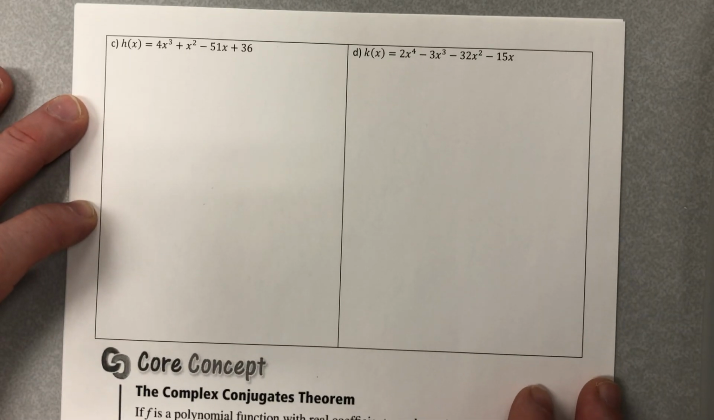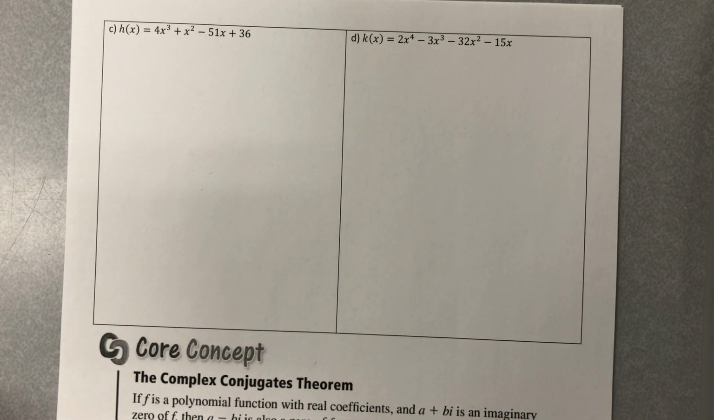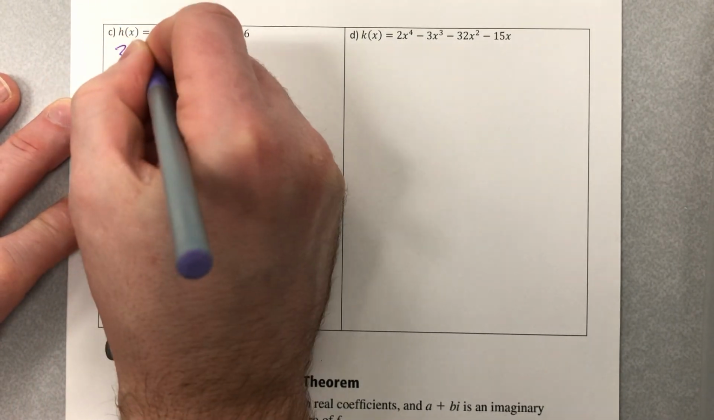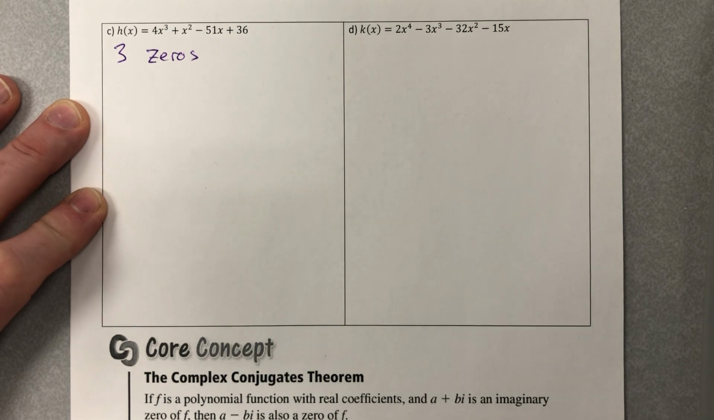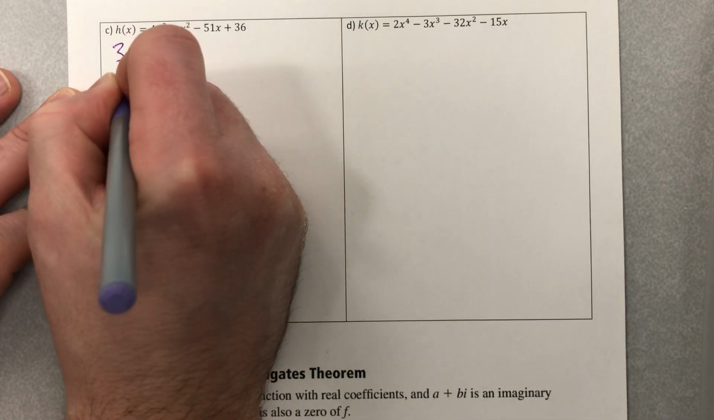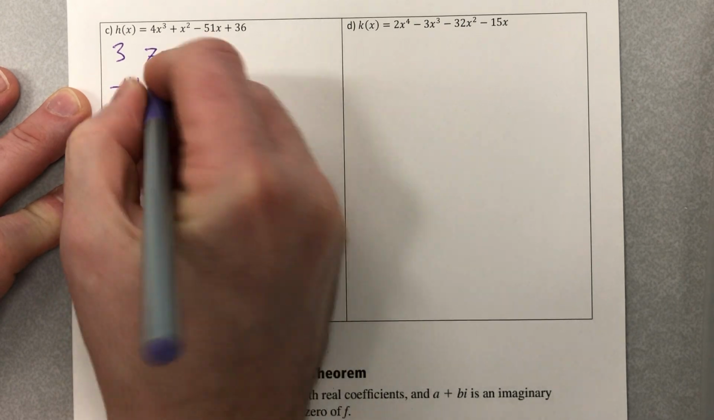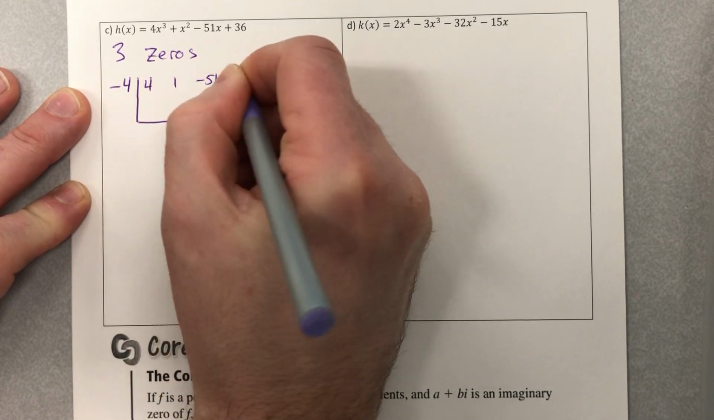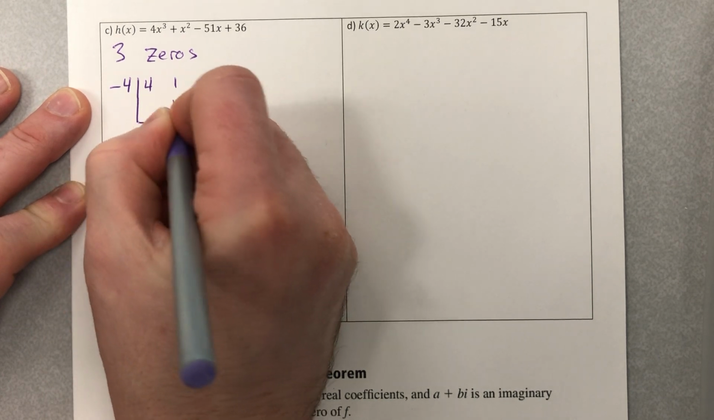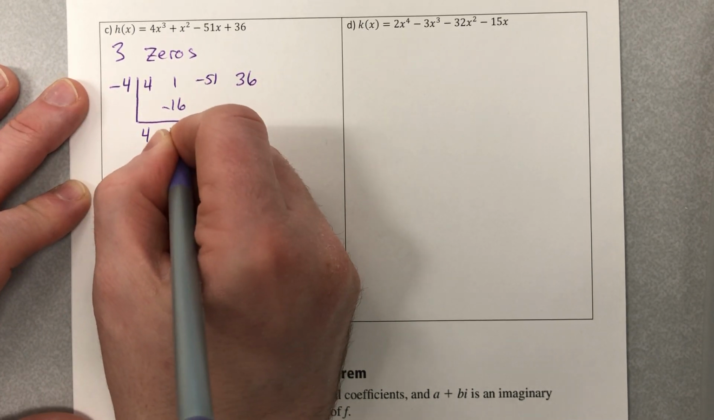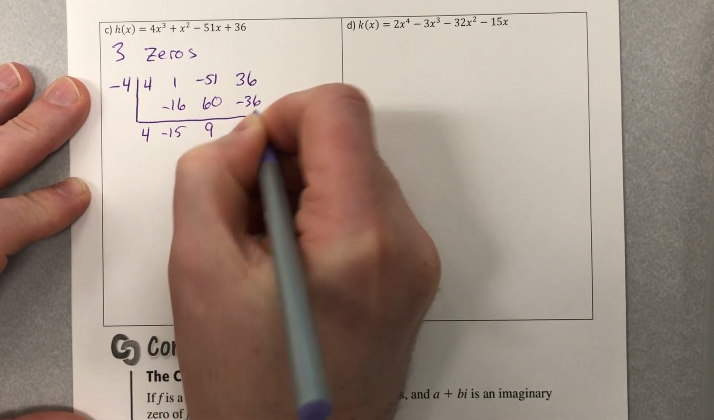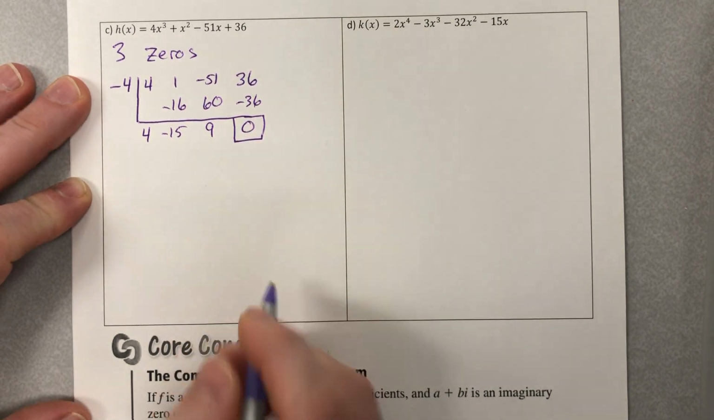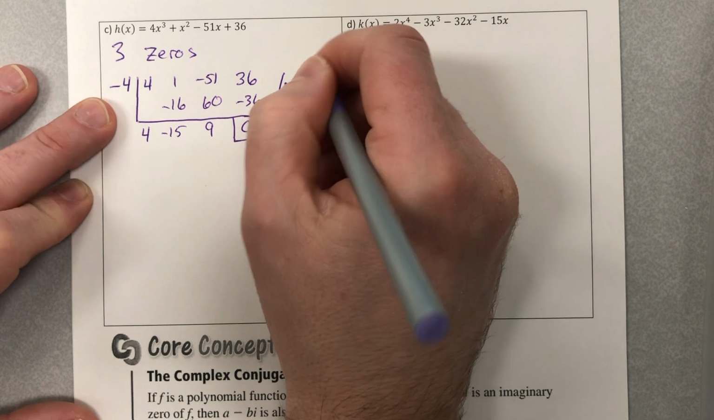All right, which it's going to be kind of nice here because if we look at it, for example C, we should only have 3 zeros because our degree is 3. All right, when I go through and look at this one, it looks like it crosses the x-axis at -4. So 4, -16. All right, this would be positive 60, 9, -36. And we get 0 here. So this first factor, or the first 0 is -4. So that would be X plus 4.